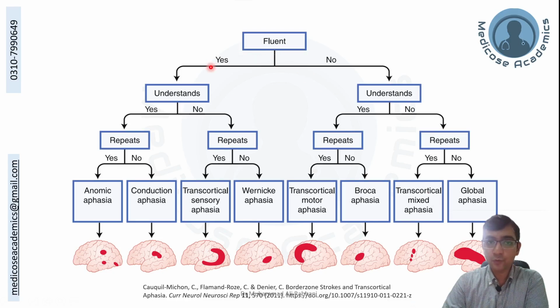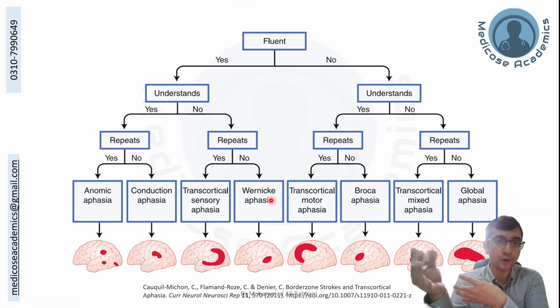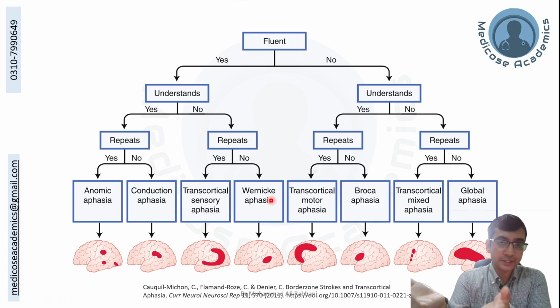So first, is a person fluent or not? If a person is fluent, that means Broca's or Broca's connections are okay. Then, does he understand or not? If he does not understand, that means Wernicke's and its connections may be damaged. If he can repeat, then this is transcortical sensory aphasia. If he cannot repeat, it is Wernicke's aphasia. For the three major items we discussed, Wernicke's, Broca's, and the arcuate fasciculus, damage to these areas will lead to loss of the ability to repeat words.